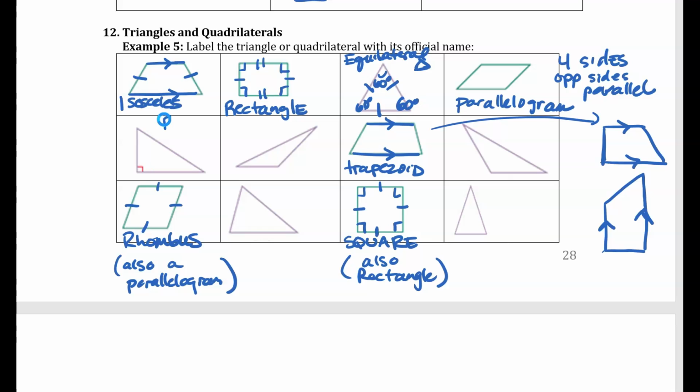And then over here, we have a right triangle. A right triangle has 1 right angle. If it had more than 1 right angle, you wouldn't be able to make the triangle.